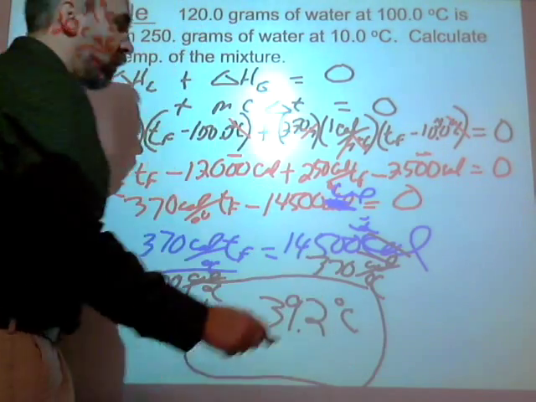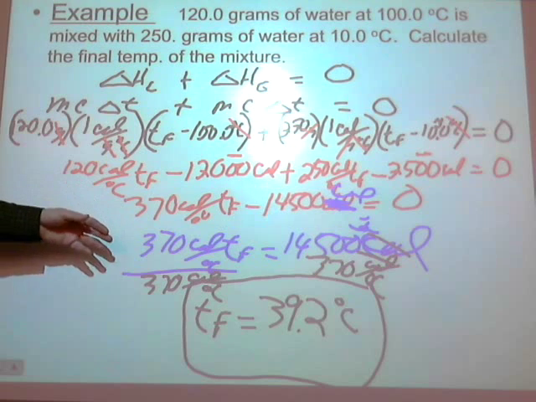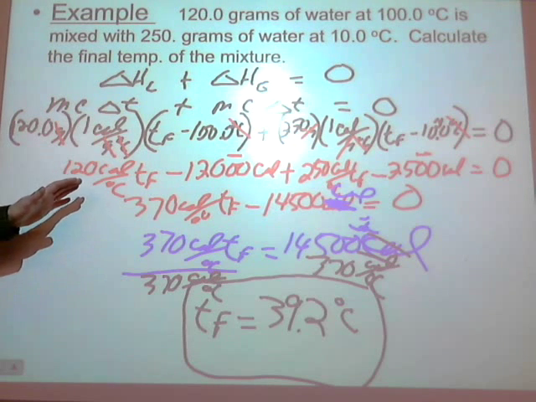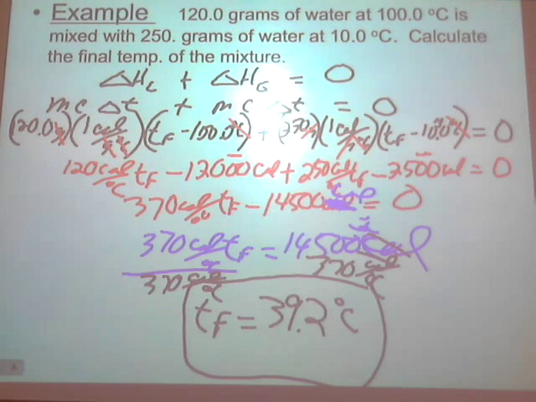There's your answer. So it was at least 3, looks like 4 steps here. 1, 2, 3, 4 steps to be able to get that final answer. And if you're not meticulous about this stuff, you are going to make dumb mistakes and get answers like 110 or negative 370. Okay.